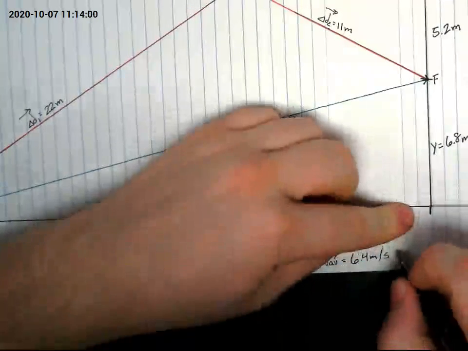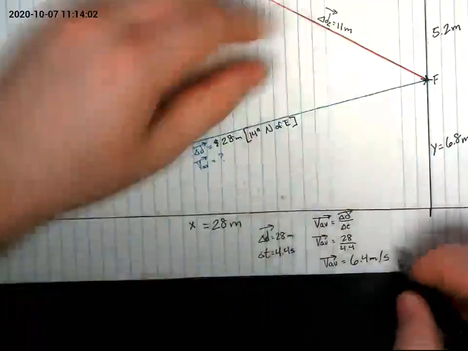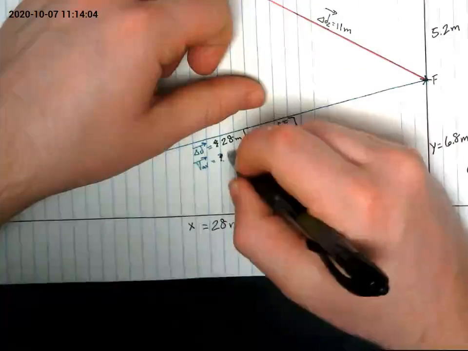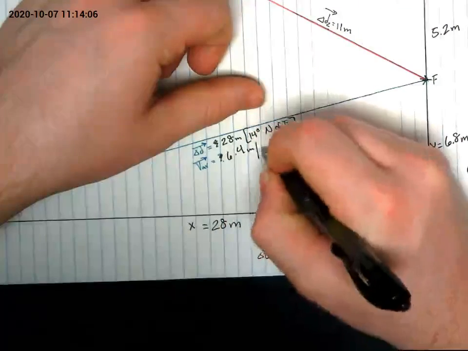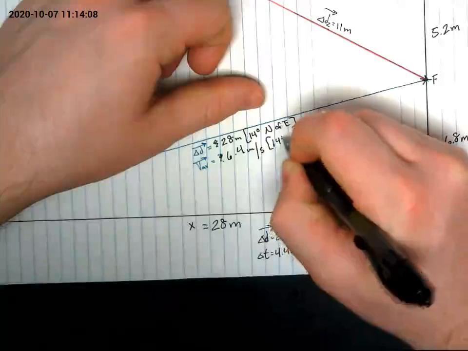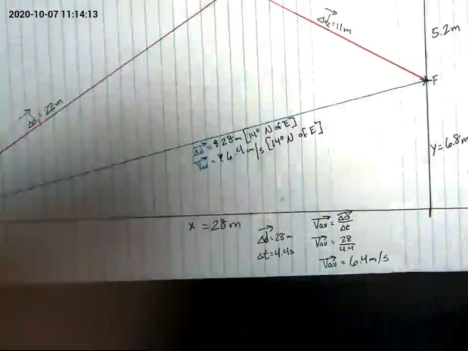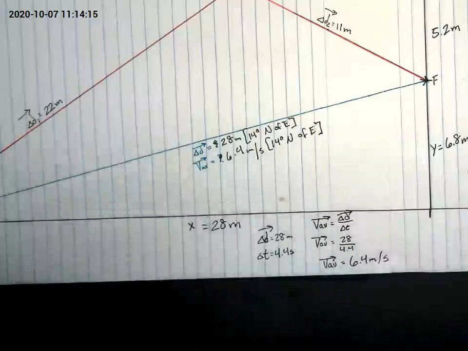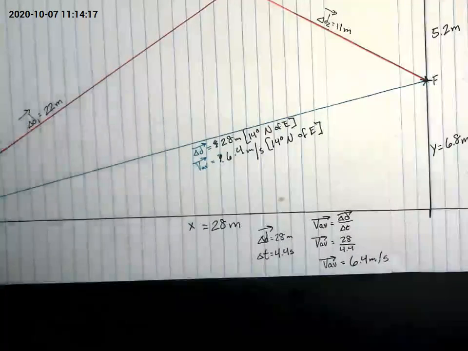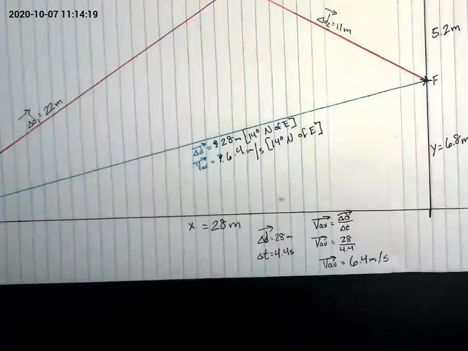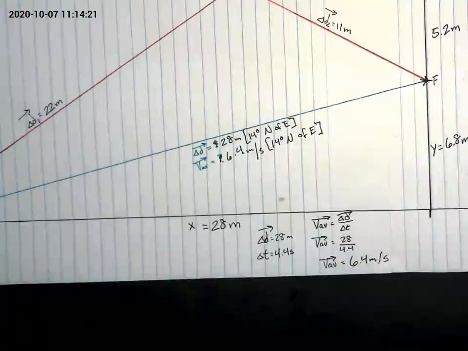Before we leave this the way it is, because that's not done yet, we're going to write it up here, meters per second. We also have to attribute the same direction, the same vector as we did for the displacement, because it's a vector quantity. So it's 6.4 meters per second, 14 degrees north of east.